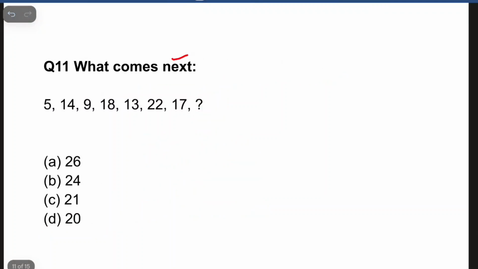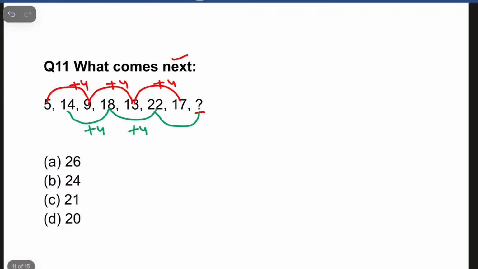Let us move to question 11. What comes next? Now we have 5, 14, 9, 18, 13, 22, 17 and we have to find this missing number. Now this is a mixed series. Let us first start with the odd positions. 5 plus 4 is 9. 9 plus 4 is 13. 13 plus 4 is 17. We'll go through the even positions. 14 plus 4 is 18. 18 plus 4 is 22. So for this missing number, 22 plus 4 gives 26. Option A is the correct answer.